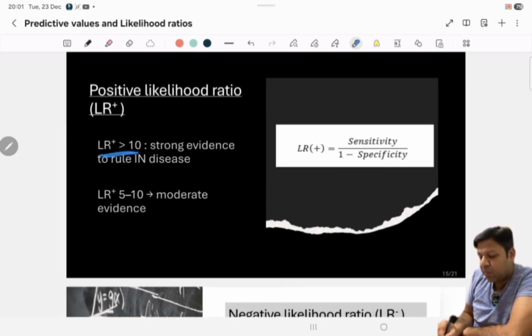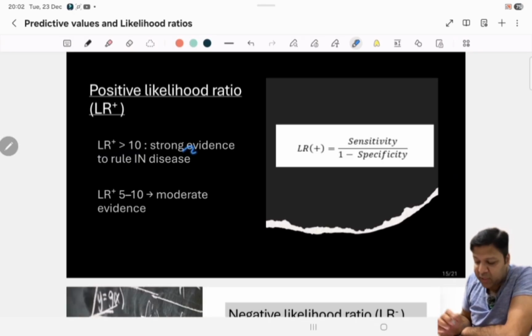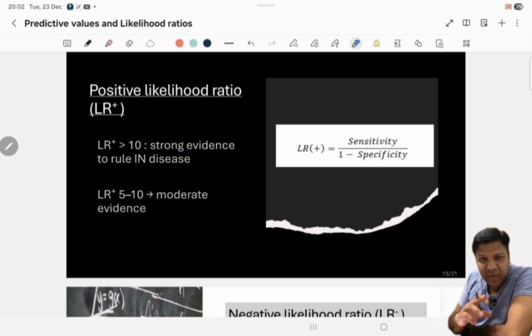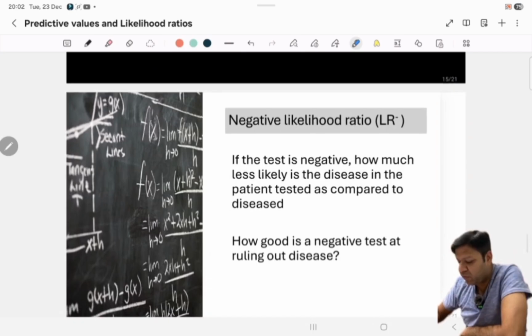So if the positive likelihood ratio is greater than 10, this is strong evidence to rule in the disease at the individual patient level. LR positive 5 to 10, moderate evidence. Again, this is the formula.